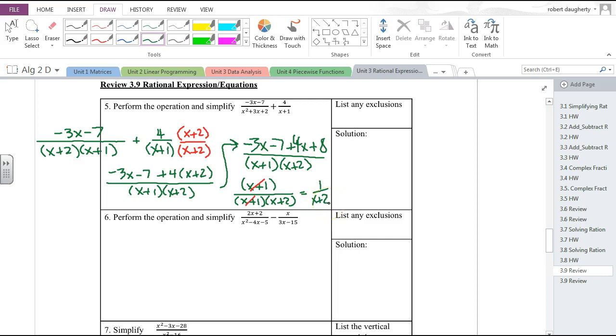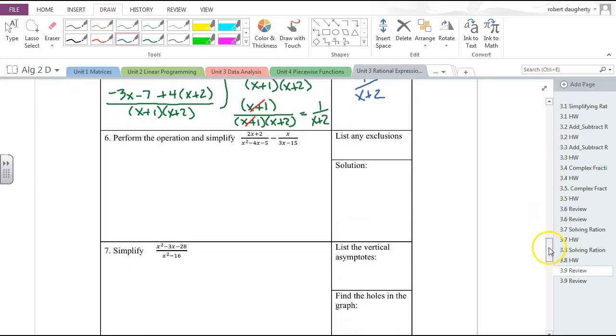What are my exclusions? If I go back to my original problem, so if you look at this original here, what are the exclusions? X cannot be equal to negative 2 or negative 1. What is the solution here? 1 over x plus 2.